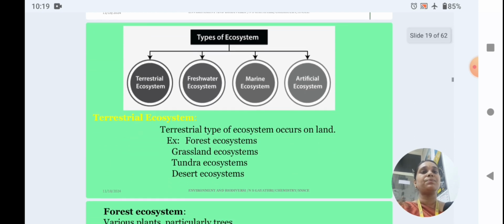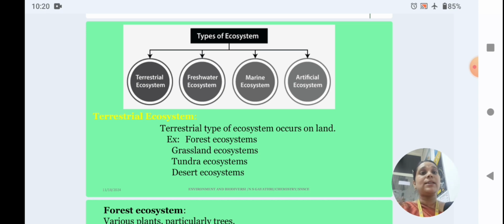Types of ecosystem. There are four main types of ecosystem: terrestrial, freshwater, marine, and artificial.